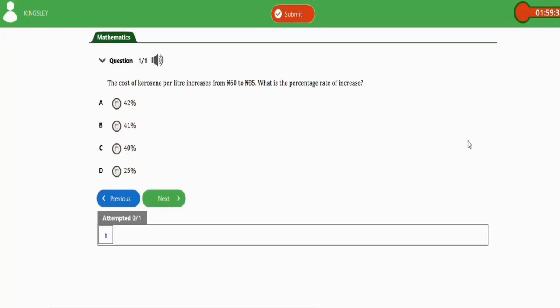In this video, we're going to learn how to solve this JAMB Maths question under percentage increase and decrease. So basically, we have this one repeated JAMB Maths question for this topic. The question says the cost of kerosene per liter increases from 60 naira to 85 naira. What is the percentage rate of increase?